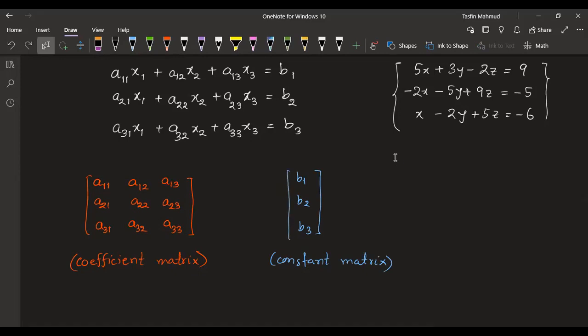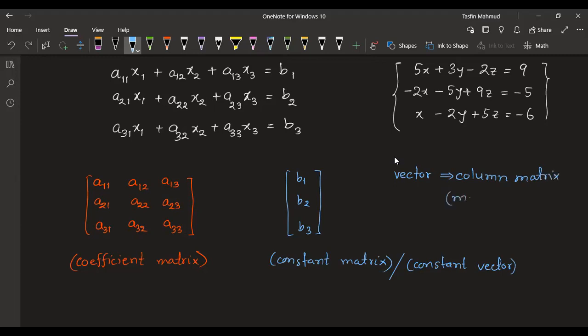If you look carefully, the second matrix is having only one column, right? So we call it the constant vector as well. Whenever we have a matrix having only one column, we may call it a vector as well. Okay, so vector is actually a column matrix. Column matrix means a matrix that has only one column.